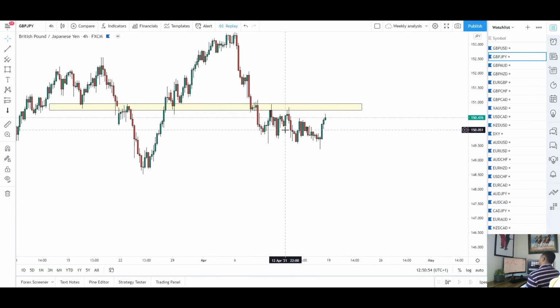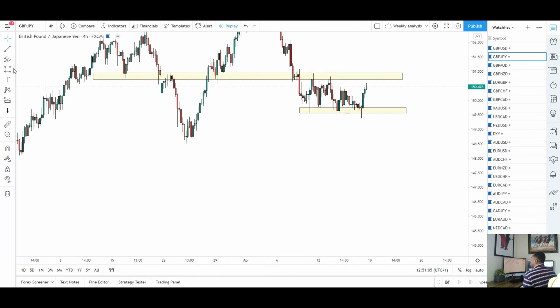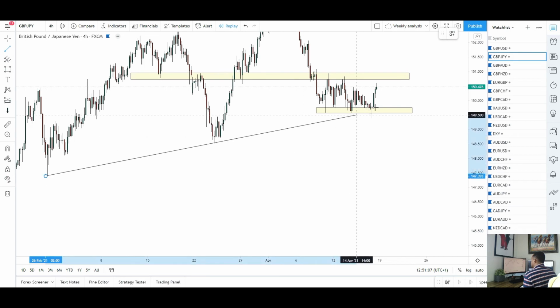Price is now kind of just moving sideways, consolidating, struggling to really push through. As you can see, we have this support here, which price is really struggling to push through. So it does look like we are holding that level there, and now price has actually got this confluence of this trend line now.